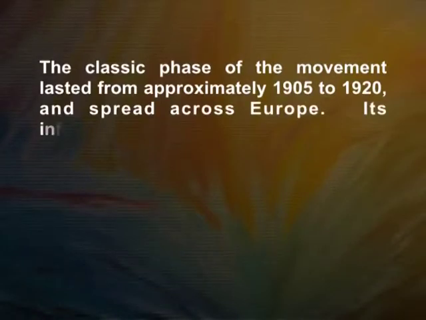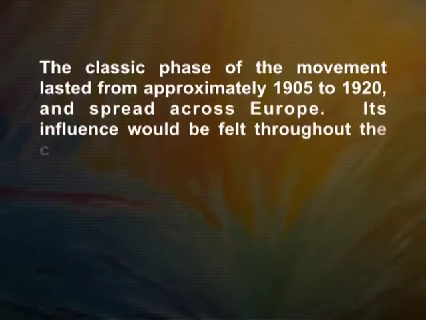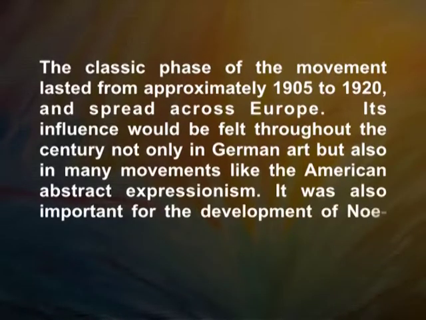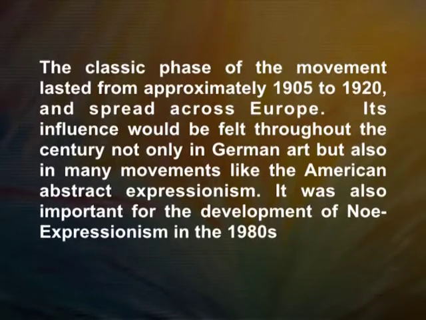Works of Vincent van Gogh, the Norwegian symbolist Edvard Munch, and Belgian painter James Ensor proved particularly influential on the Expressionists and encouraged them to distort forms and employ strong colors to convey a variety of anxieties and yearnings. The classic phase of the movement lasted from approximately 1905 to 1920 and spread across Europe. Its influence would be felt throughout the century, not only in German art, but also in movements like American abstract expressionism. It was also important for the development of neo-expressionism in the 1980s.